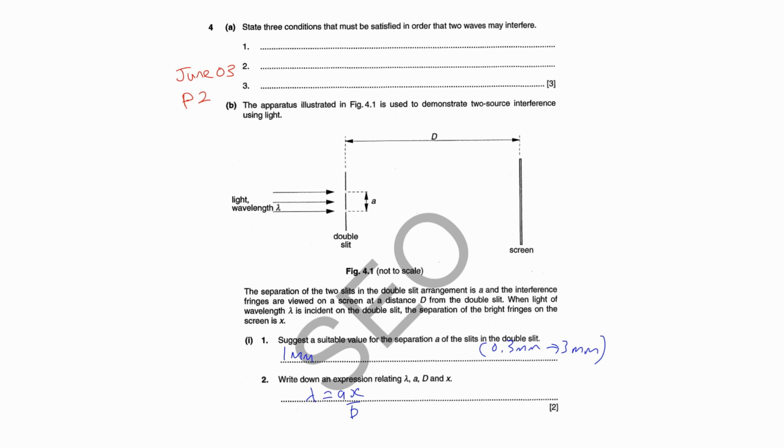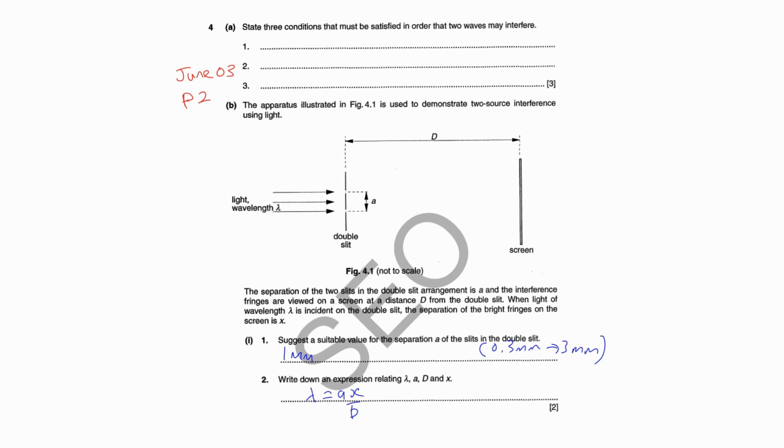And then the next part, they give you a two-source interference experiment using light, and they ask you to suggest a suitable separation of the slits of the double slit here. For light, you need to know that the acceptable range is between 0.3 to 3 mm. So you've got to memorize this. You write any value between these, for example 1 mm, then you are fine.